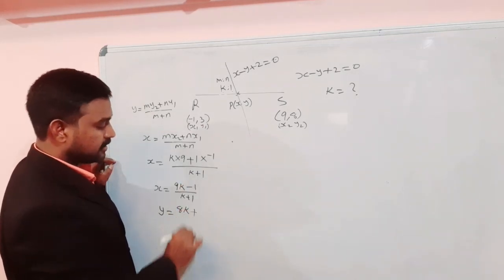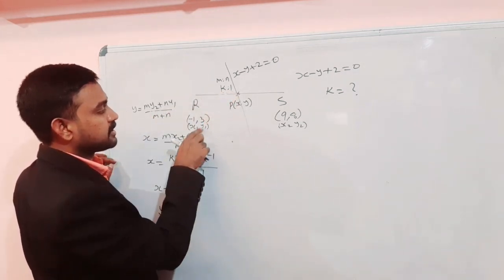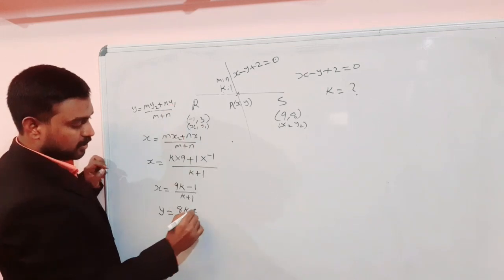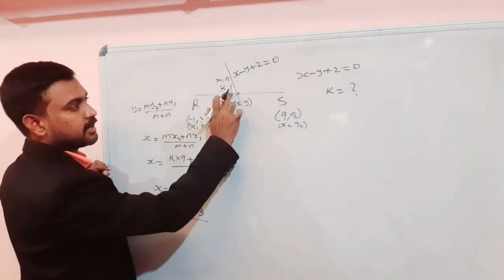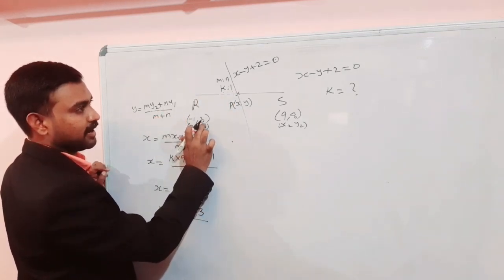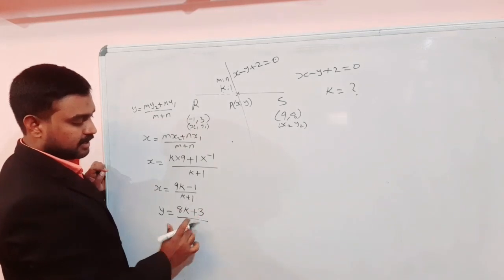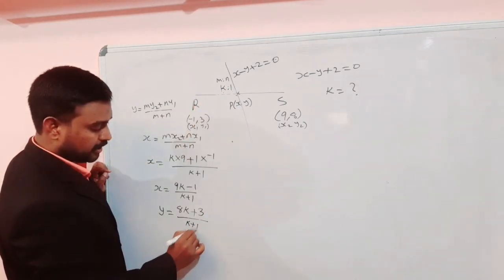And plus ny1. What is n? n is equal to 1. y1 means the first point's y value, 3. So 1 into 3 is 3, divided by m plus n, which is k plus 1. So we got y also.